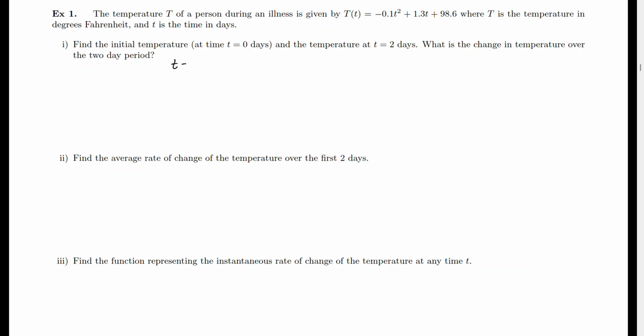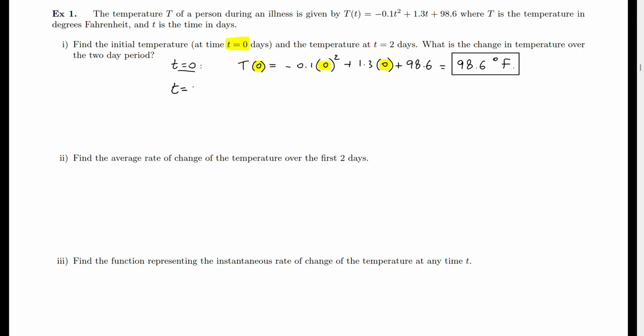To find out what the temperature is at t equal to 0 days, when the sickness started, all I have to do is put the 0 into the function that's given to me. So by direct substitution, I get negative 0.1 times 0 squared, then 1.3 times 0, and then finally add 98.6. So I plug t equal to 0 into the function everywhere I see the small t. And obviously, this is going to be 98.6. The unit is degrees Fahrenheit, so we can add the unit degree F. This is the temperature of the person at the initial start of the illness.